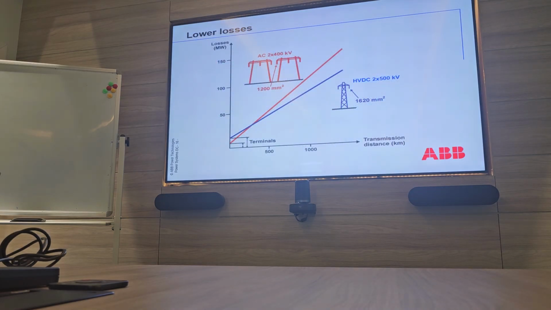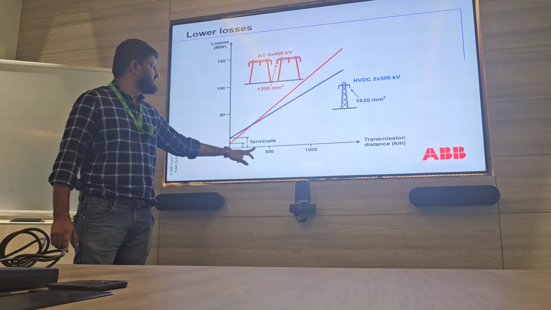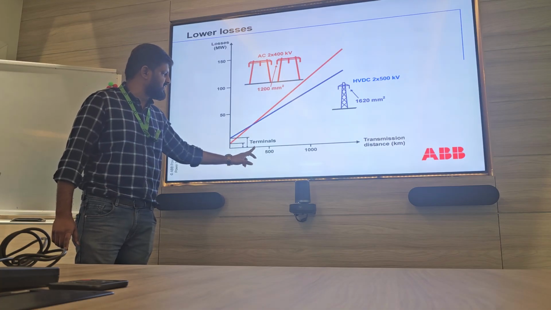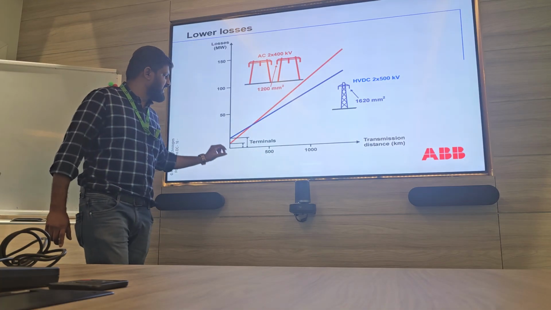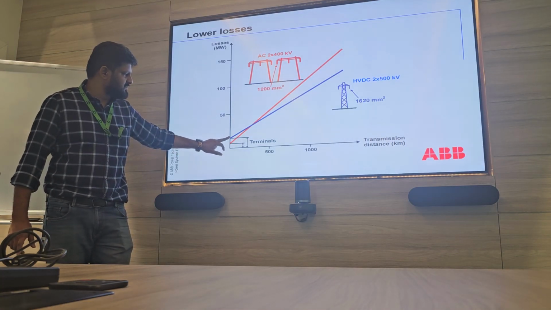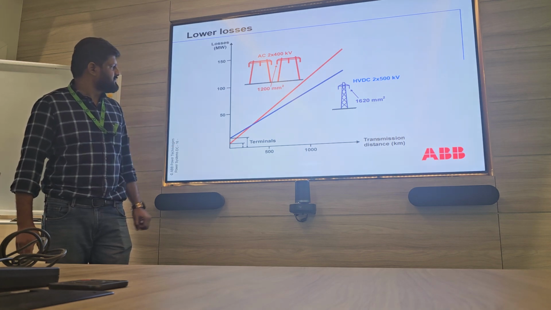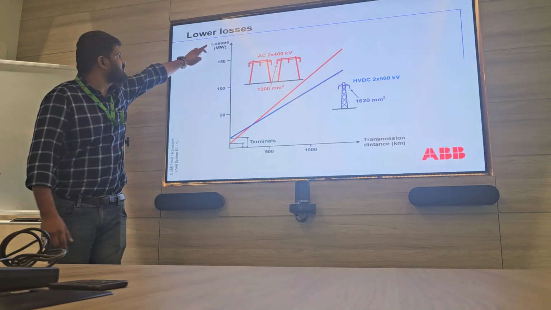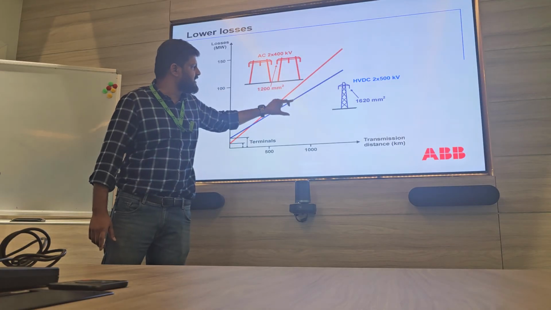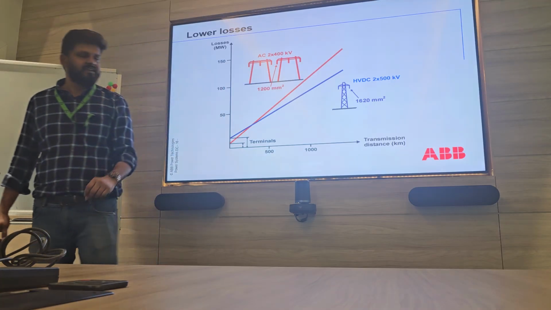This is for losses across the transmission distance. Up to some distance, the AC line losses are more. After this, maybe 400 or 500 kilometers, the terminal losses are more here. AC and DC are shown here. This is for losses. After some distance, DC has very low losses compared to AC. This DC is almost zero losses compared to AC losses.